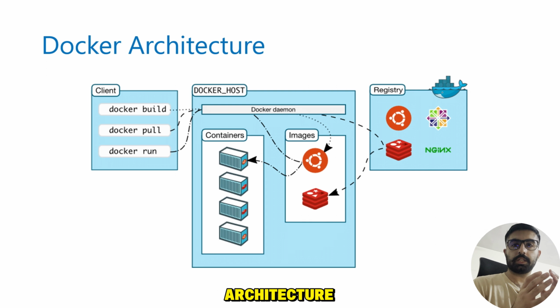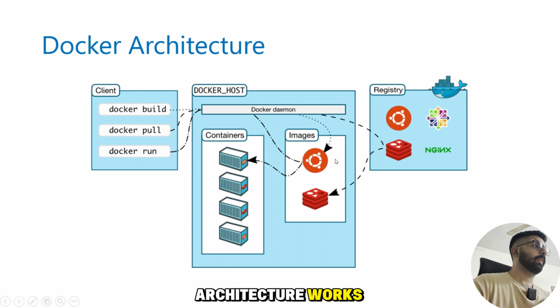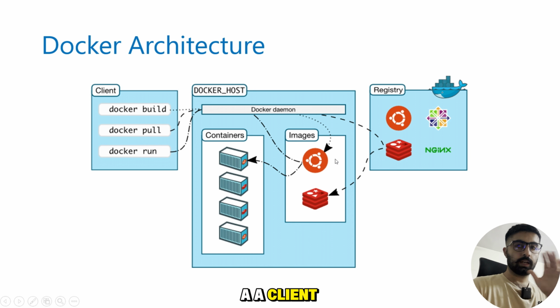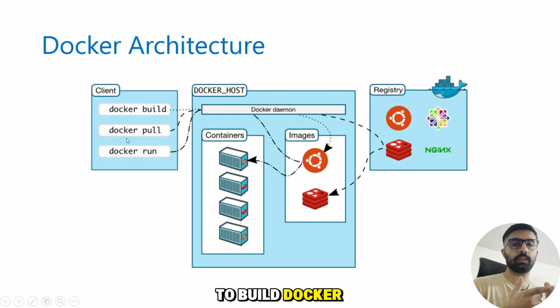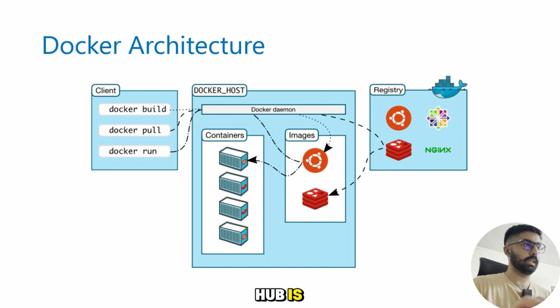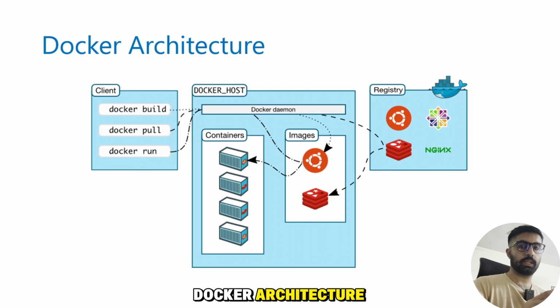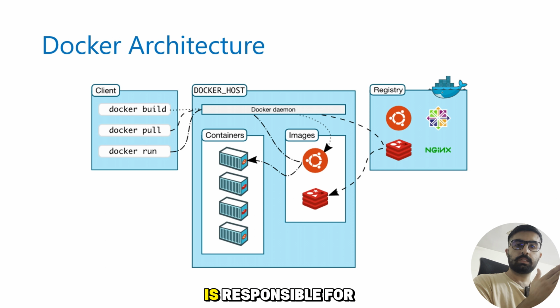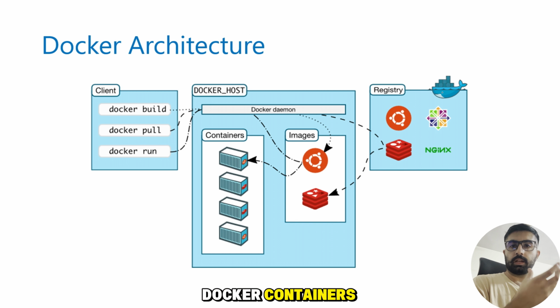So, the Docker architecture. If you want to understand how the Docker architecture works, we have a client side where I am the user and I want to build Docker, run Docker, and pull some Docker images from the Docker repository hub, which we will see later. Let's get back to the Docker architecture. We were talking about the client side. A client is responsible for building, pulling, and running Docker containers.